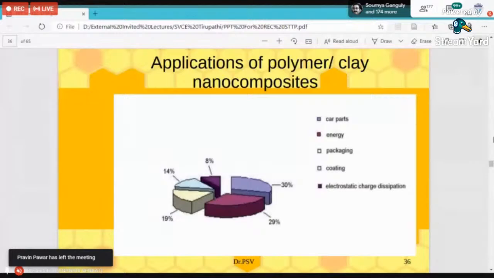nanoparticles. Nowadays nanoparticles are dominating in many commercial applications like car parts, energy preservation and packaging, and then there are different coatings, as I told you, where you have to safeguard the explosive coatings, and many other applications. So there are many different processes. You can see this is the energy sector, and car parts have the maximum percentage of use when you compare it with other applications.